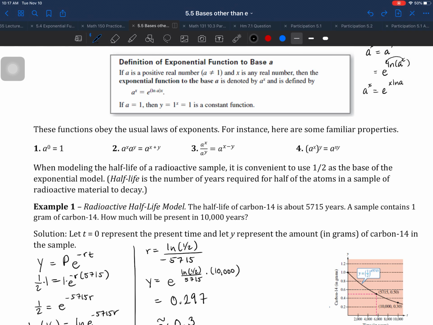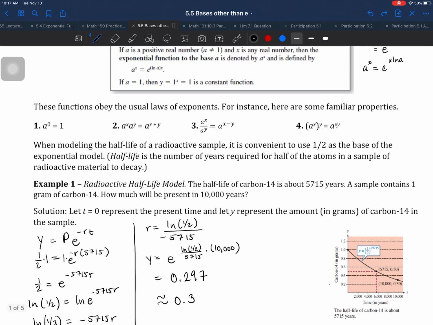All right, so these are some familiar properties that we have discussed before. Here is a quick review. These functions obey the usual laws of exponents. For instance, a to the 0 is 1, as anything to the 0 power is 1. a to the x times a to the y is equal to a to the power of x plus y. a to the x over a to the y is the same thing as a to the x minus y. And a to the x, to the power of y, is a to the x times y.